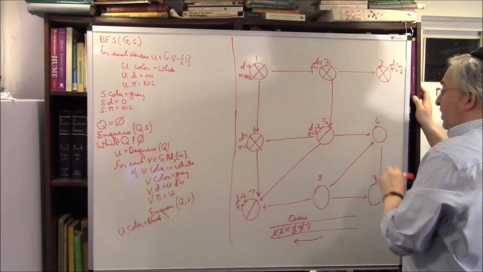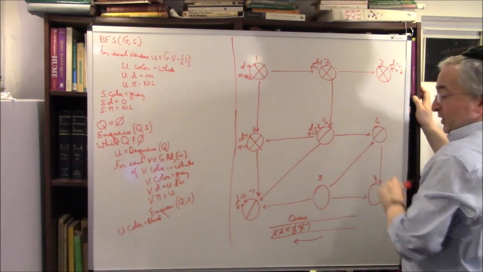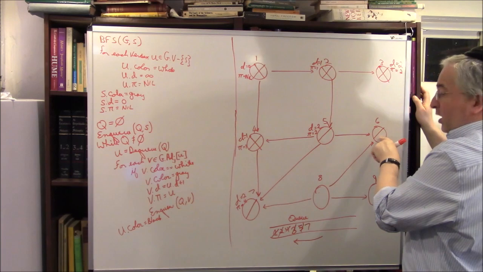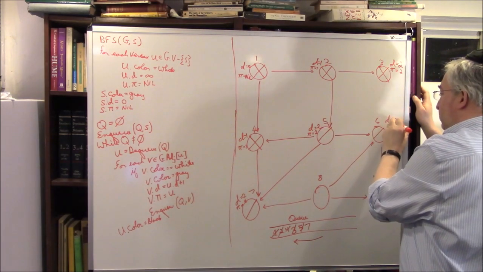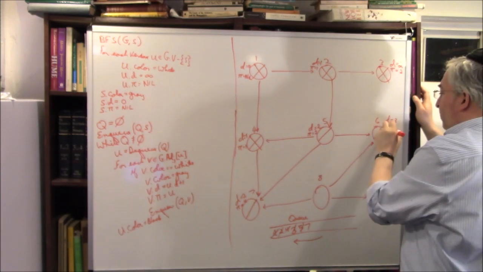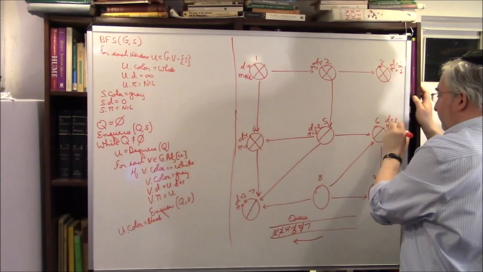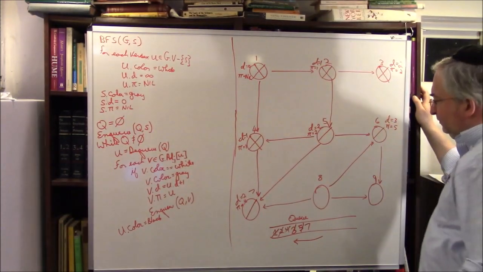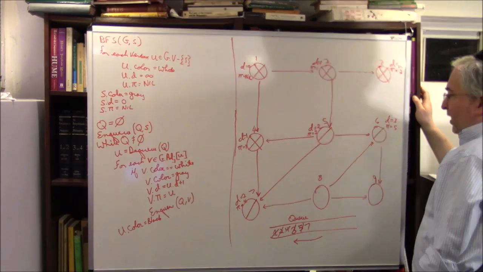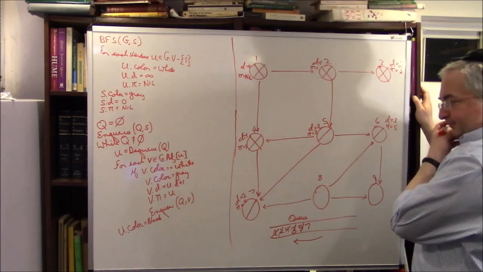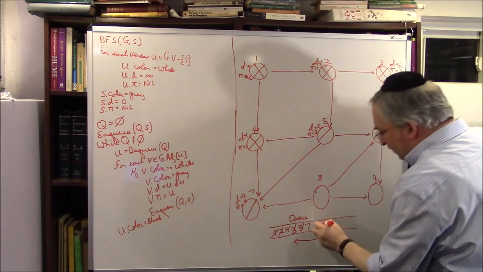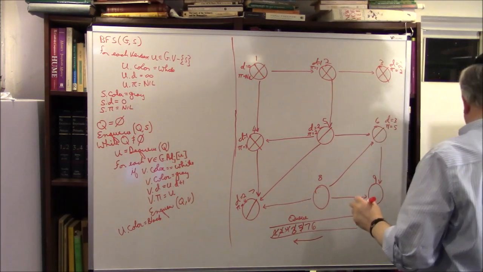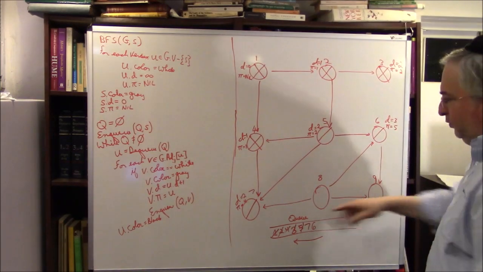Let's do 6. 6 is white, so we color it gray. The distance, well, his distance is 2, so his distance is going to be 3. And his parent is going to be 5. Okay, that's very good. Next, we put 6 on the queue. Okay, good. We enqueue.